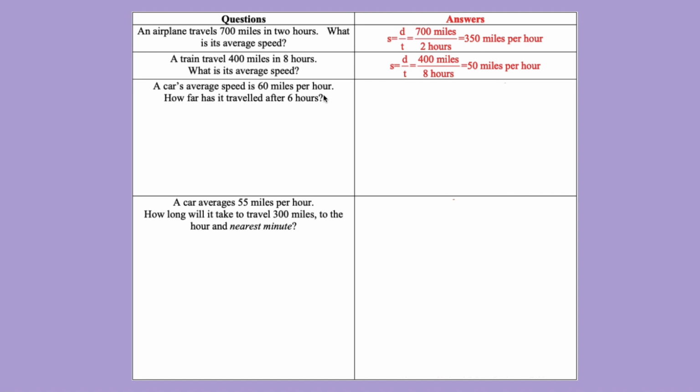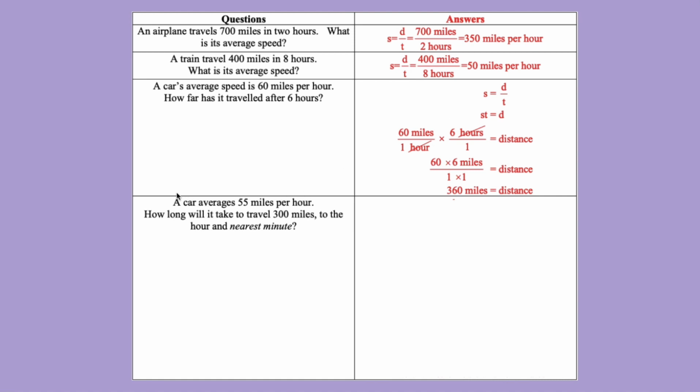Next, a car's average speed is 60 miles per hour. How far has it traveled after 6 hours? So this format is a little bit different. We have our speed and our time, so we have to find our distance. So we use our regular equation, distance equals speed times time, and they made it a little bit complicated by making it into fractions, but basically what they're doing is just 60 times 6, and we get 360 miles. But you can always turn it into fractions if that helps you visualize the problem.